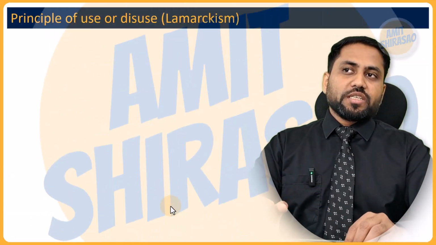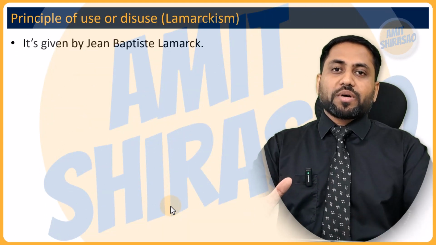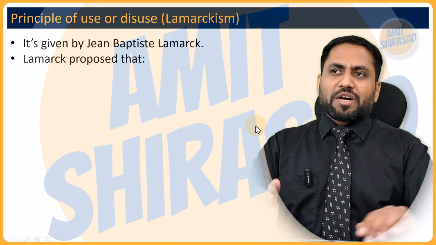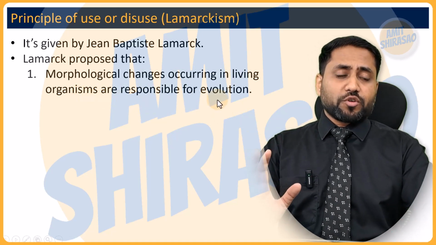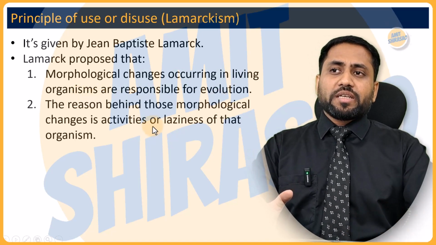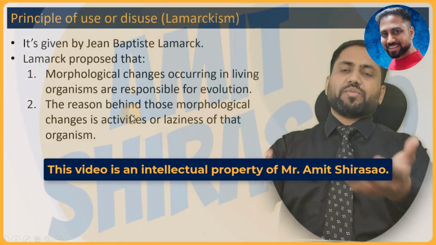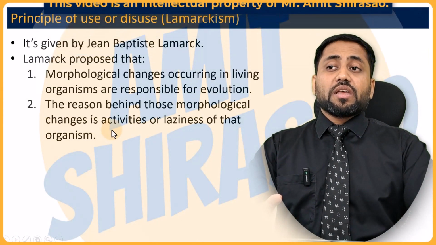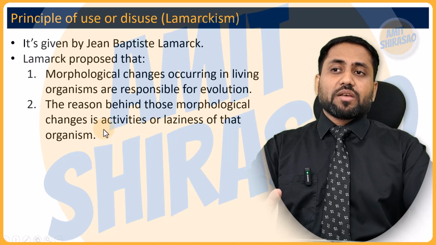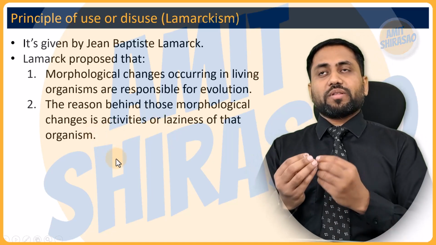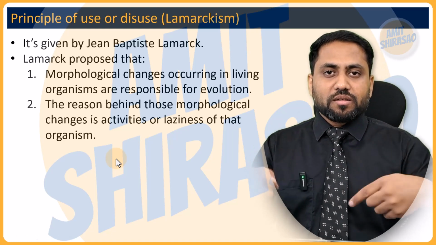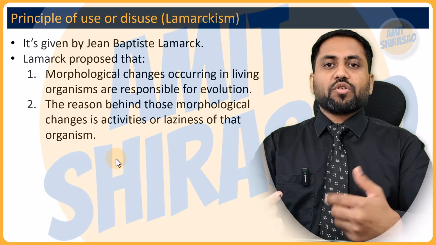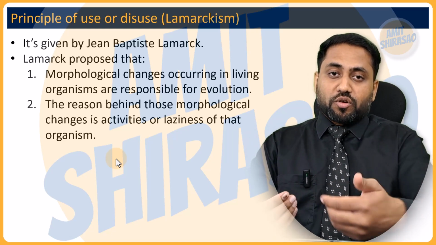Now, principle of use and disuse, that is Lamarckism. It was given by a French person, Jean-Baptiste Lamarck. Lamarck proposed that morphological changes occurring in living organisms are responsible for evolution. Okay. The reason behind this, morphological means external appearance. Morphological changes is activities and laziness of that organism. Means that or that part of the body will grow better which you are using. So the more you use something, the more well developed it will be in your offsprings.